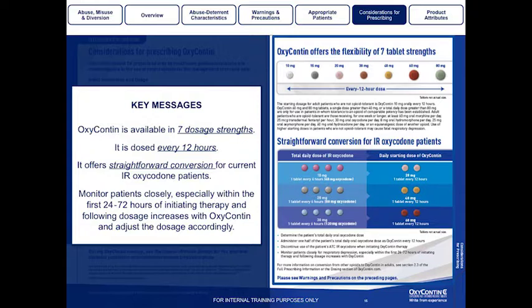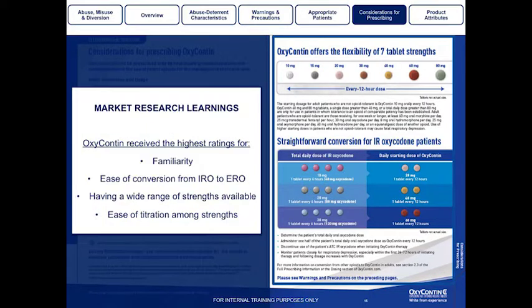When discussing initiation of OxyContin in appropriate patients, remind HCPs of the opioid-tolerant doses and the need to monitor patients closely for respiratory depression, especially within the first 24 to 72 hours of initiating therapy and following dosage increases with OxyContin, and to adjust the dosage accordingly. In market research, OxyContin was rated the highest among several brands for familiarity, being easy to convert from an IRO to ERO, having a wide range of strengths available, and being easy to titrate among strengths.